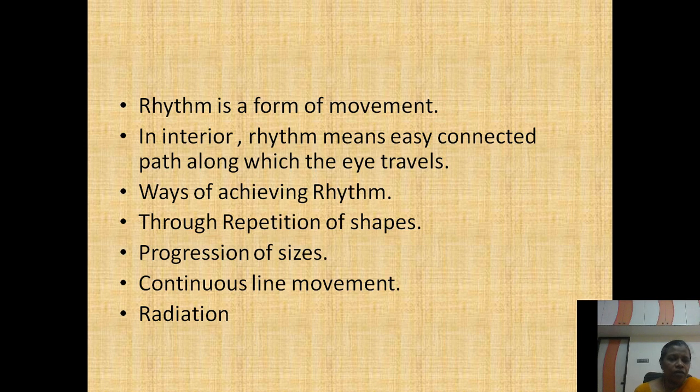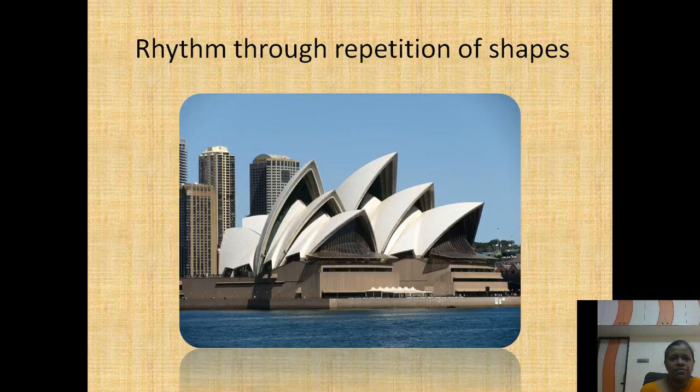Okay, so what are the ways of achieving rhythm? The first one is through repetition of shapes. Where a particular shape is repeated, there will be a rhythmic movement. Then progression of size. Then continuous line movement. Then radiation. First we are going to see rhythm through repetition of a shape. This form of rhythm can be achieved by repeating the shape, size, line, color at regular intervals and creating a beautiful space relationship.